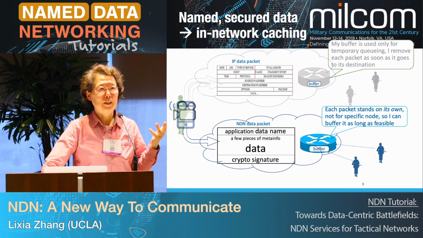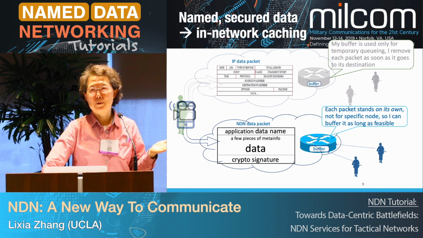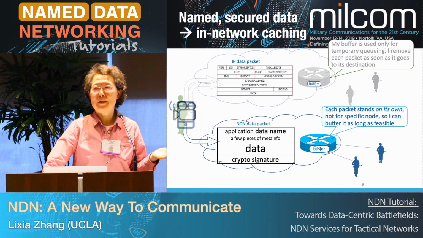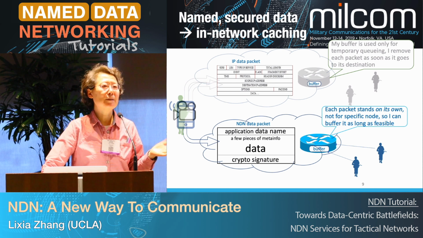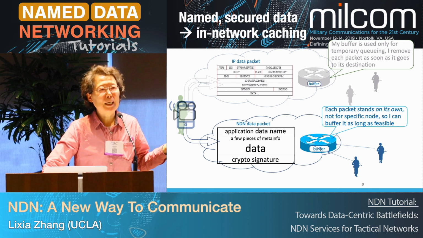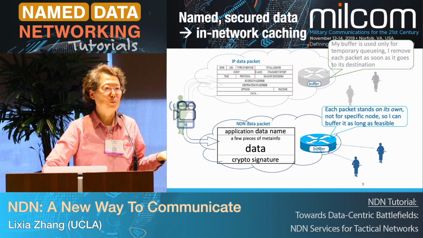IP routers today have a lot of memory because technology has advanced, but they cannot buffer the packets simply because each packet is identified by a single destination. And so nobody else can make use of that packet through buffering.